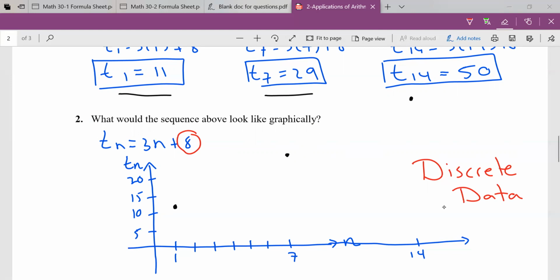So even though we can still use our skills from 10C to have an idea of what this graph is going to look like, we have to change our thinking a bit. Okay, so there's what these graphs look like. A sequence graph like this is going to be discrete data. It will not be continuous.